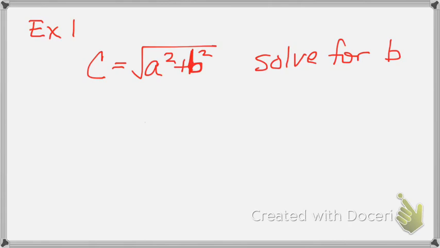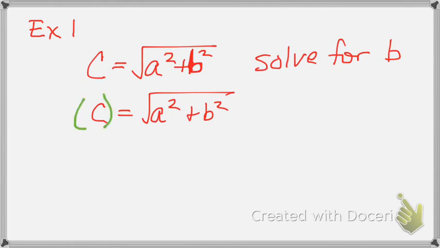So if I want to get the b by itself here, what should I do? Square both sides. So for the sake of your notes, we'll be thorough and write that thing again. So I'm going to square both sides. I am going to have a c squared here, and over here the square and the square root cancel out, and I'm left with a squared plus b squared. And remember, I'm trying to get b by itself.